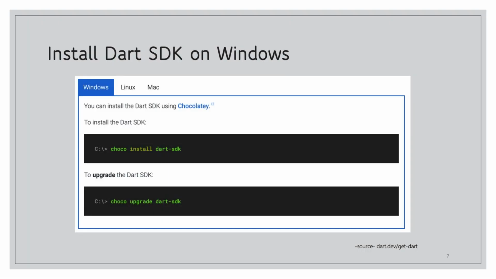To install the Dart SDK on Windows, you can use an application called Chocolatey, and you have to install that first, and you can install it right here. So once you have Chocolatey installed, then you can install from the command line choco install dart-sdk. I also give you the syntax here to upgrade.